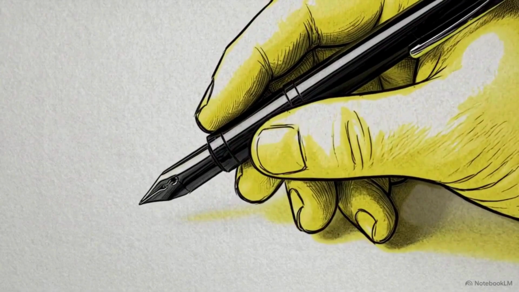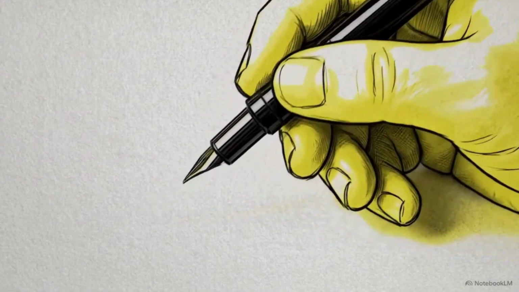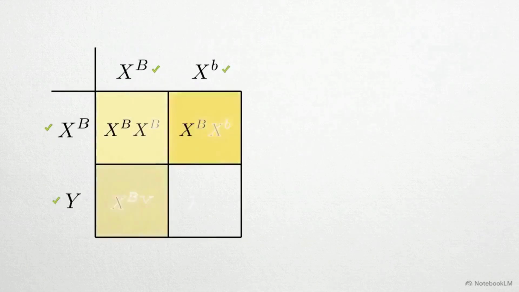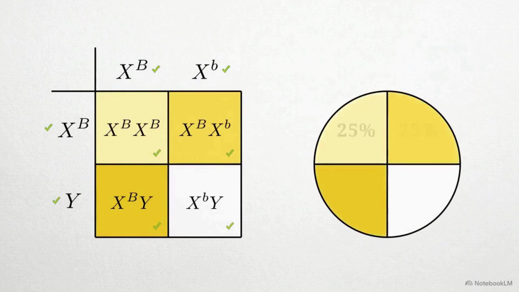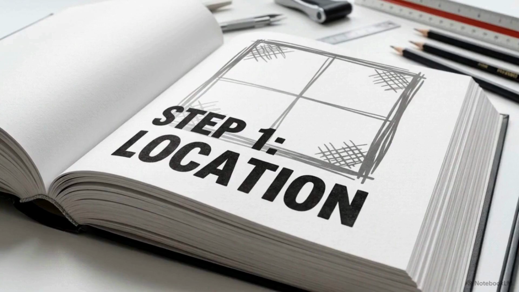Grab a pen and some paper. You will need to write this down to build the muscle memory. By the end of this, you will have a perfectly structured, flawlessly labeled Punnett square that calculates exact inheritance percentages. Success in genetics depends on identifying the correct rule set before you draw a single box.